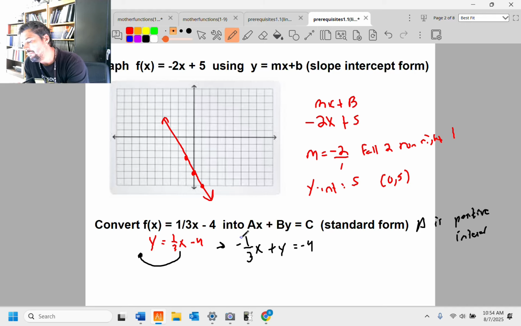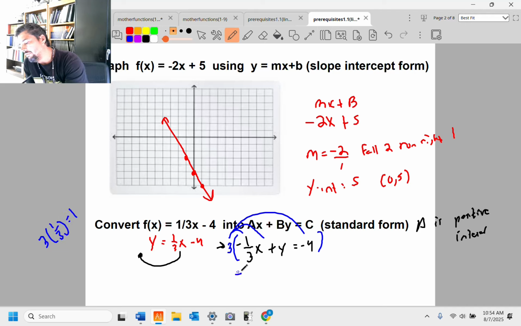This is not an integer, but if I were to multiply it by 3, it would be. But if I do it to one thing, I've got to do it to everything. So I'm going to multiply everything by 3 because the opposite of division is multiplication. And the 3's will cancel here. I've got to do this off to the side, but 3 times 1/3 is 1.